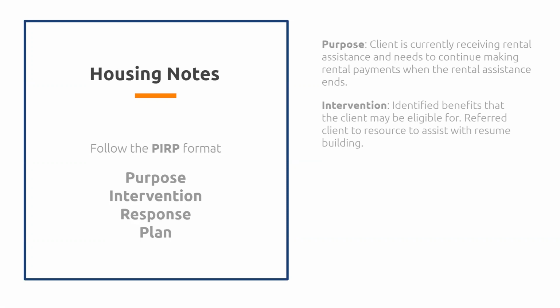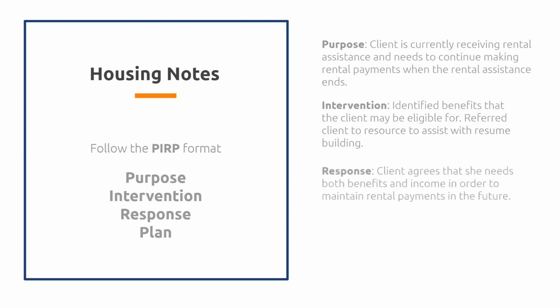Include outcome measures and documentation of progress towards the goals or objectives. So an example would be that the client agrees that she needs both benefits and income in order to maintain rental payments in the future.